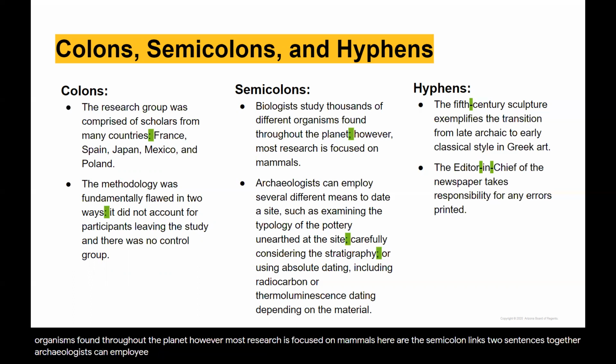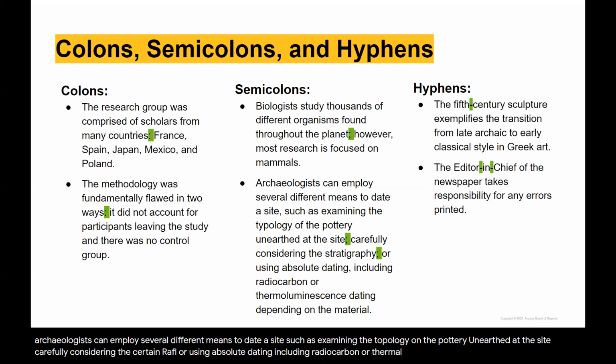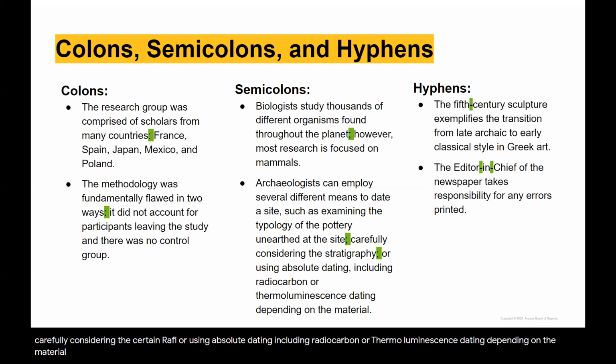Archaeologists can employ several different means to date a site, such as examining the topology of the pottery unearthed at the site; carefully considering the stratigraphy; or using absolute dating, including radiocarbon or thermoluminescence dating, depending on the material. Here, the semicolons separate a long list that also contains an internal comma.